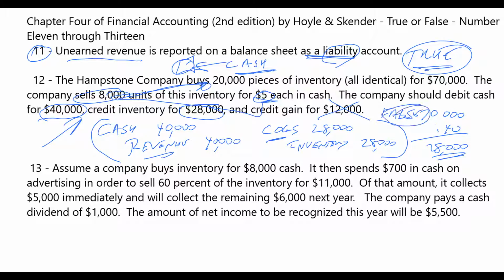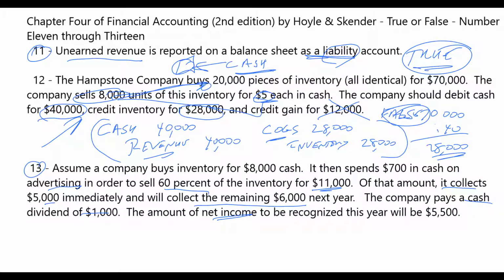And finally, number 13, assume a company buys inventory for $8,000. It spends $700 in cash on advertising, sells 60%. This is a more complicated question. For $11,000, it collects $5,000 now and collects the remaining next year. Pay a dividend of $1,000. How much is net income? This is a very complicated question.